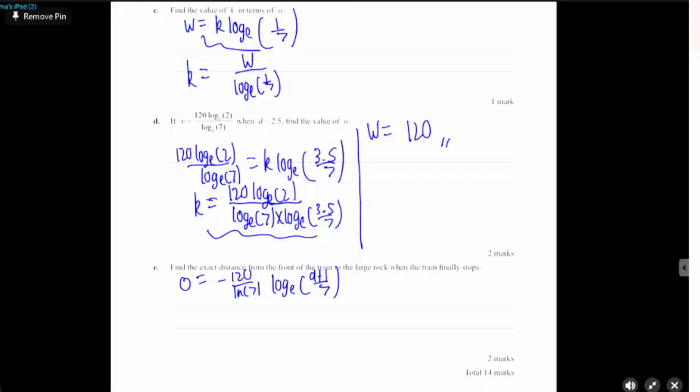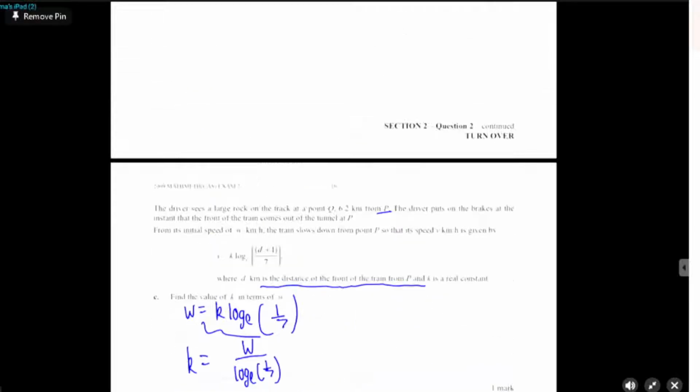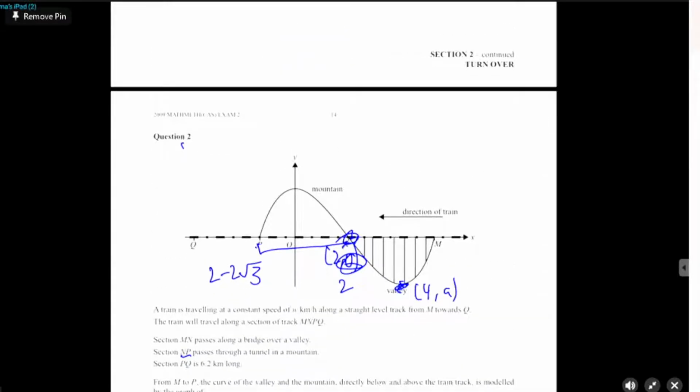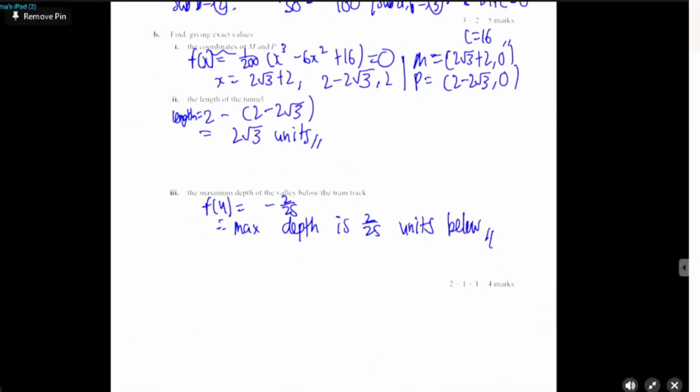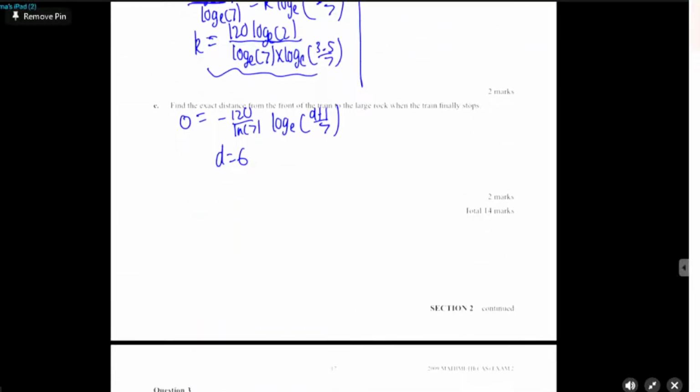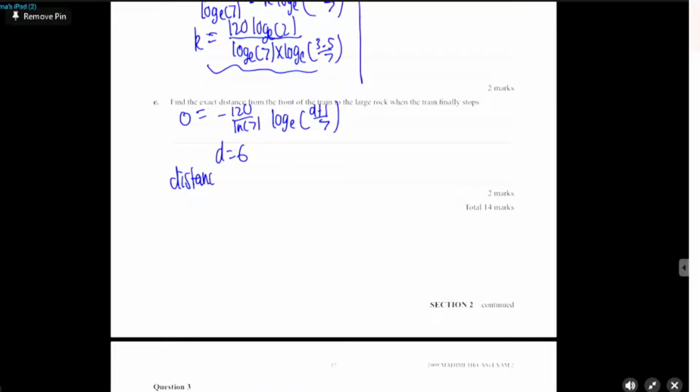And so when you solve, you get D is 6, but you can't stop there, because if you look at the graph, it means it stopped here. And the question is asking from here to here. So that means your actual distance is going to be 6.2 minus 6, which equals 0.2. And that's your answer.